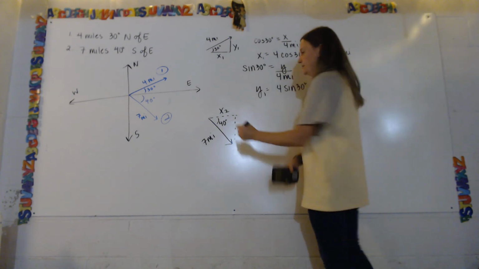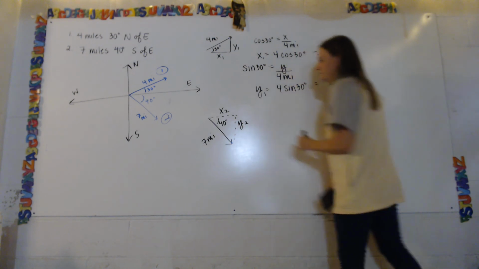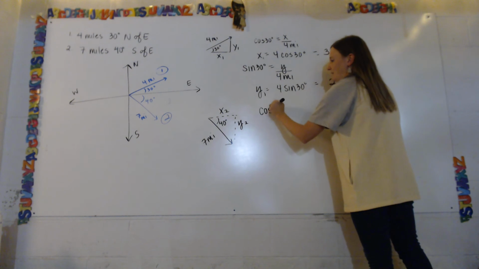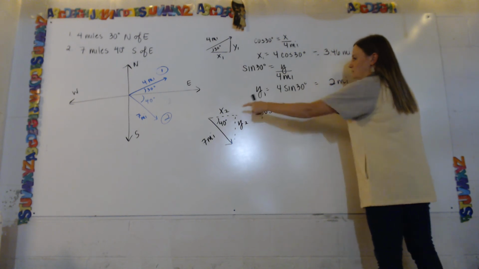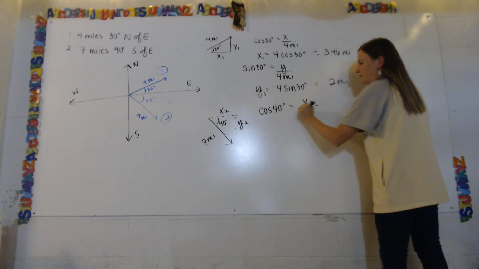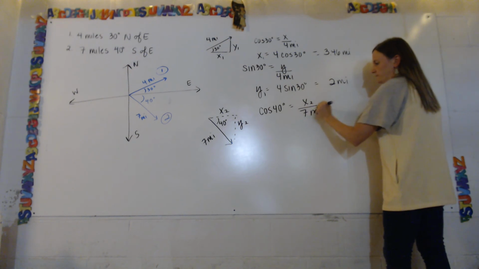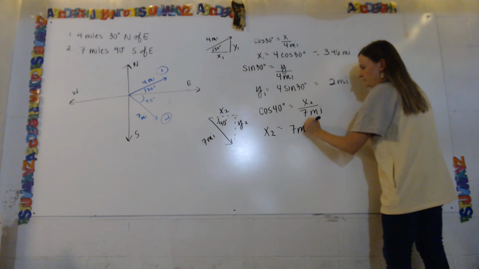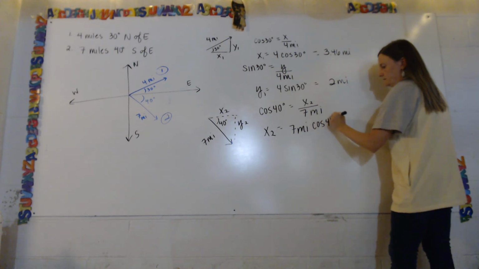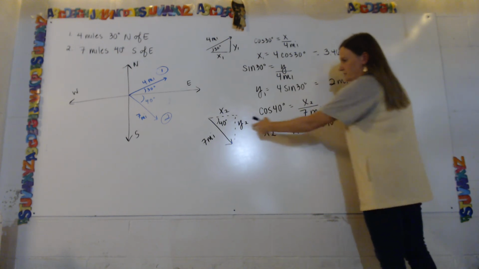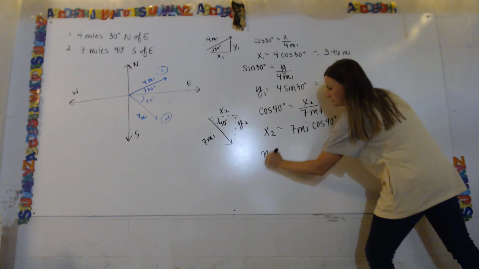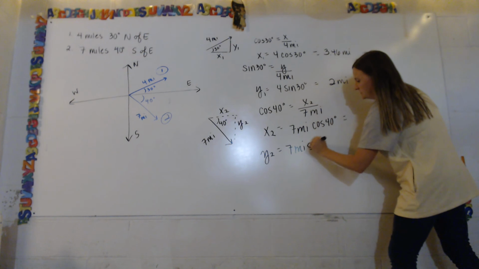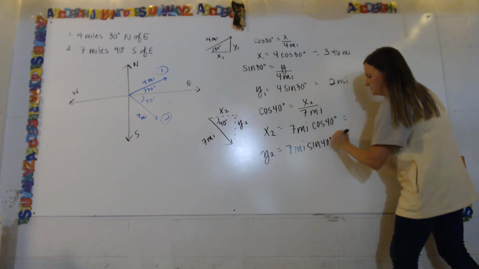And y2. And so we can say the cosine of 40 degrees is equal to the adjacent x2 over the hypotenuse, and use that to find x2. And y2, as you can see, you're going to end up using a sine. I'm running out of room, so I'm just going to write it: y2 is equal to 7 miles times the sine of 40 degrees.